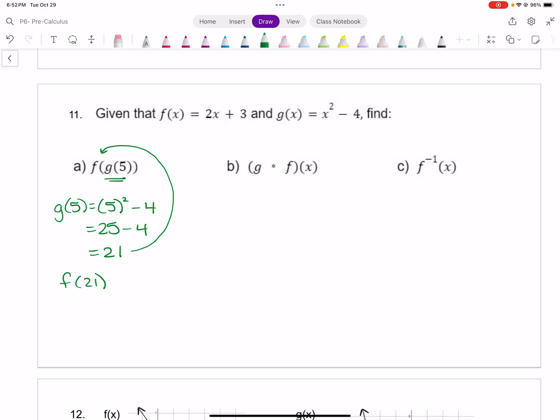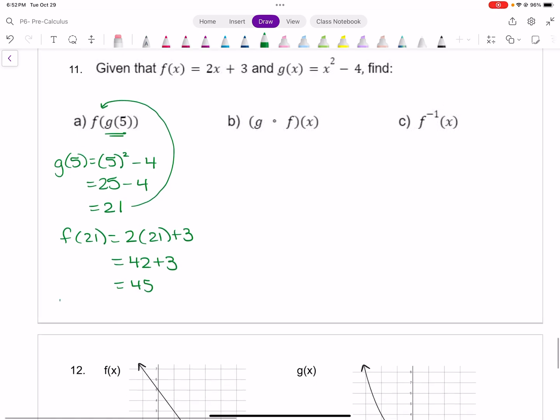And now we're going to take the 21 and plug it into f. So f of 21, 2 times 21 is 42, plus 3 equals 45. So that is your final answer. Make sure that you know that f of g of 5 is the same thing as saying f of g with an open circle of 5. Either way, you are starting with whoever is closest to that right side, to the number in that case.